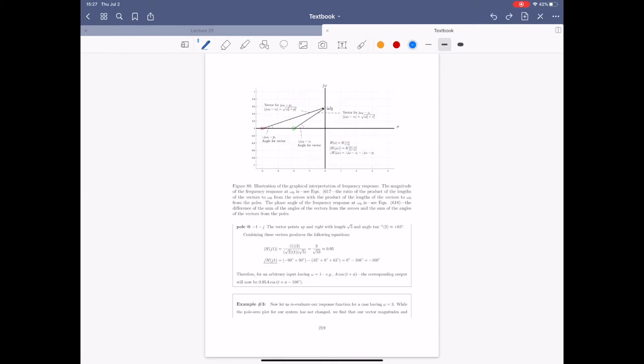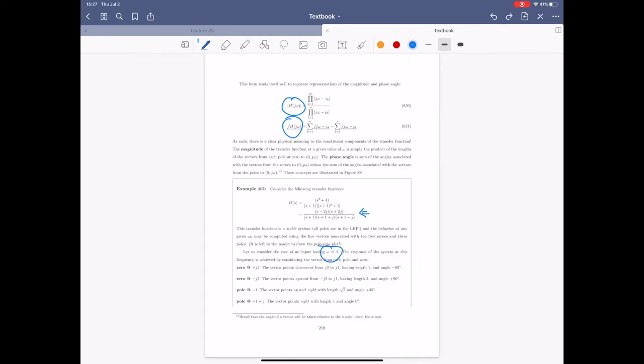It's just going to be in other locations as you may go. So just worry about stuff on the j omega axis for right now. And here's how we do it. When we look at omega equals 1, we plug 1 into these two equations.